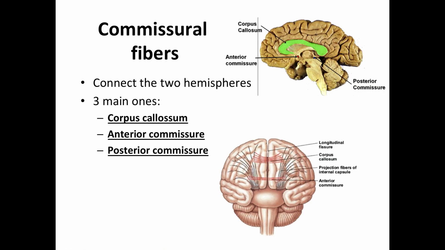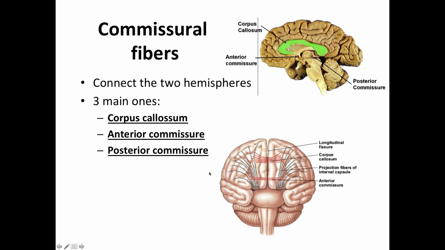Okay, so the commissural fibers connect the two hemispheres, and we have three main ones. We have the corpus callosum, which is the biggest one, and you can see that in green in the picture on the top. This is a brain cut in half, and this is what the corpus callosum looks like. We also have the anterior and posterior commissure. Here you can see the anterior commissure connecting the right hemisphere with the left hemisphere, and the posterior commissure also connecting the right and the left hemisphere.